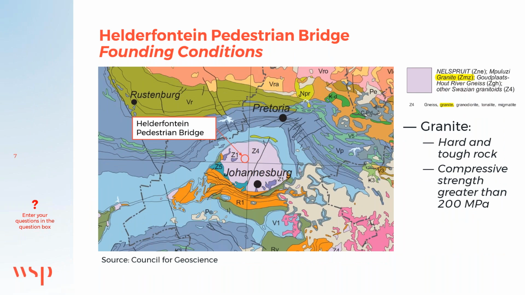A bit more about the founding conditions for the bridge. Here you can see a geological map of Gauteng. As you can see, the Helderfontein Pedestrian Bridge is located in an area primarily underlain by granite rock. Granite is characterized as being a very hard and tough rock with a compressive strength greater than 200 MPa.